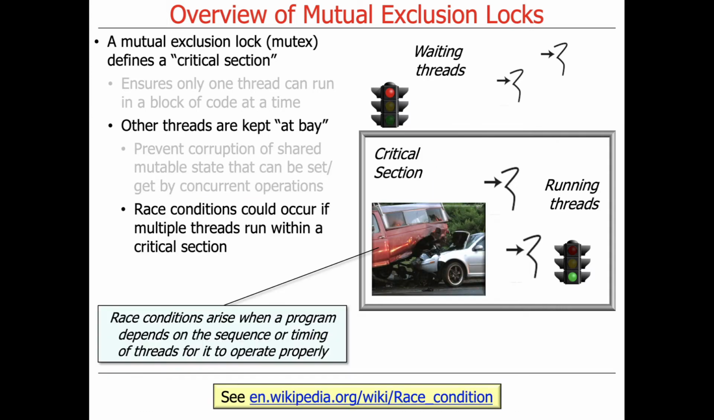And if it was the case that multiple threads were indeed running in the critical section at the same time, then bad things will happen, and that would induce a race condition, which, as you probably recall, is something that occurs when a program depends on the sequence or timing of threads in order for it to operate properly. And if that's the case, you're going to end up with race conditions. And race conditions have the nasty habit of manifesting themselves at the most inopportune of times. Usually when your program is about to do something important for a customer or some mission-critical operation, and then it goes awry and bad things occur.